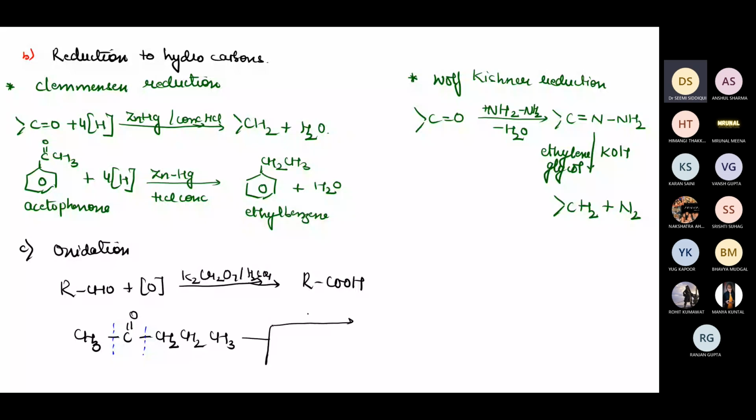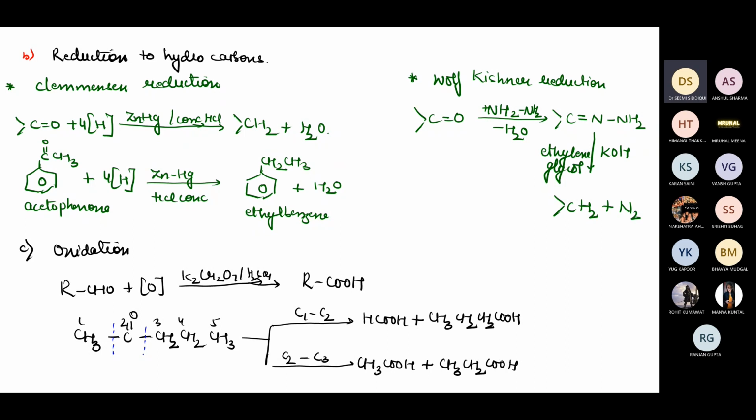What will the two possibilities be? One possibility is that you get HCOOH plus CH3CH2CH2COOH, that means methanoic acid and butanoic acid. If this is C1, 2, 3, 4, 5, and the C1 and C2 bond is cleaved, you get that. But suppose the C2 and C3 bond is cleaved, then you are going to get CH3COOH plus CH3CH2COOH.